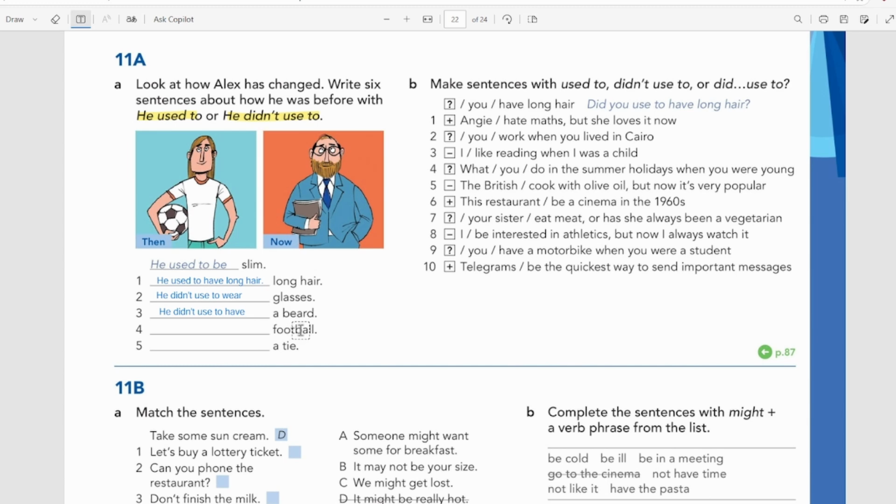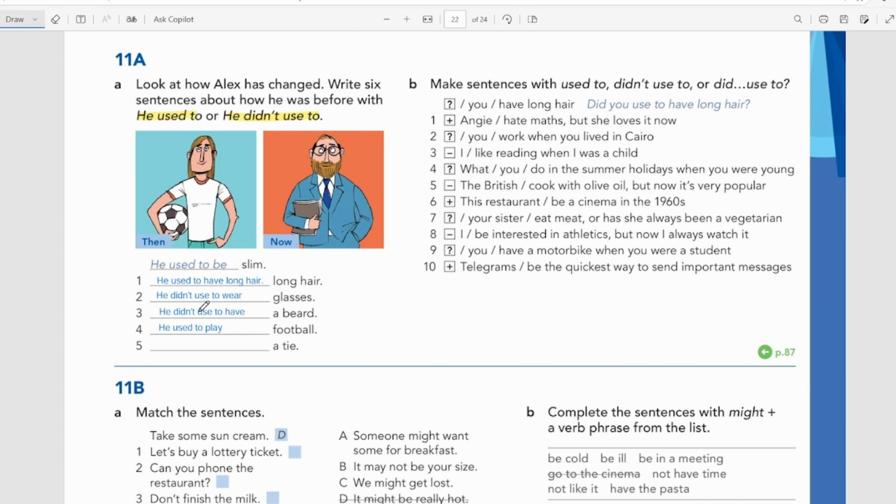Okay, football. So obviously, as you can see in the picture, he's catching the ball or holding the ball. So he used to play football. Football is already written, so let's not remove it. He used to play football.